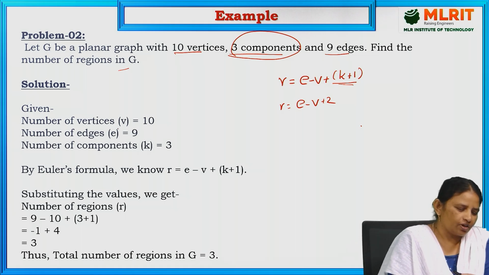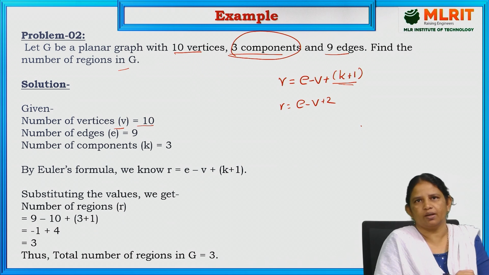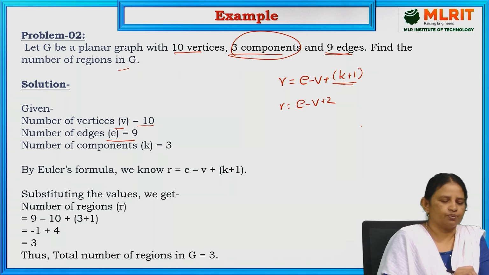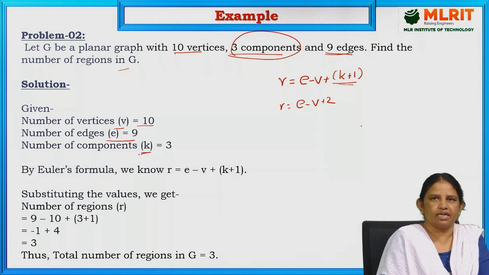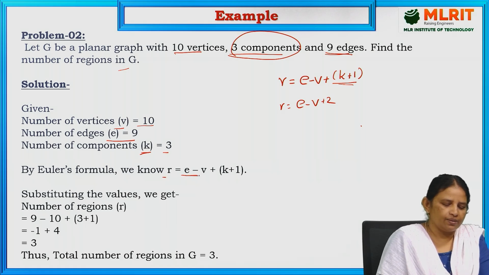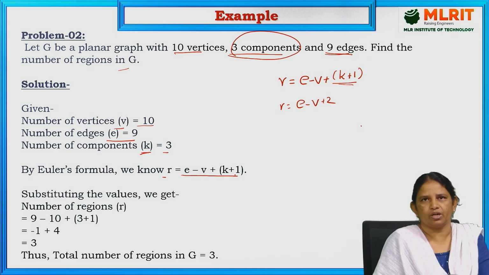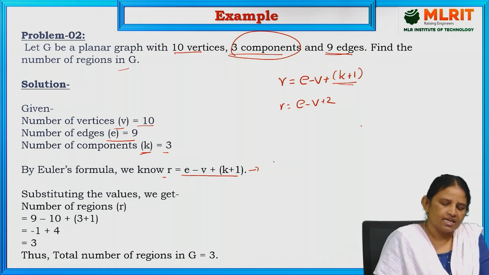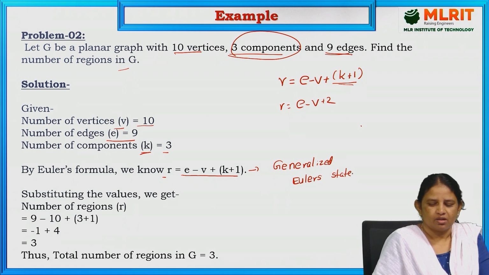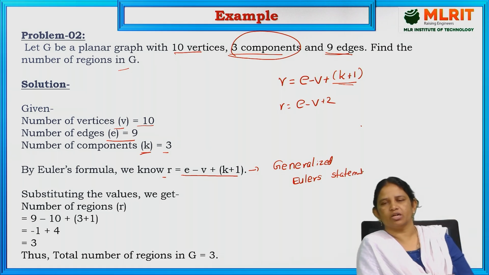Total how many vertices? V is equal to 10. Next, how many edges? E is equal to 9. How many components? K is equal to 3. Next, we apply Euler's formula R equal to E minus V plus K plus 1. So this is called the generalized Euler's statement.